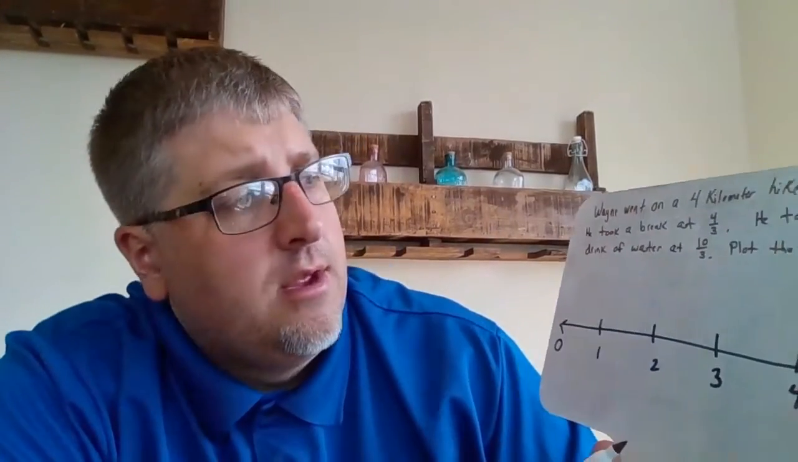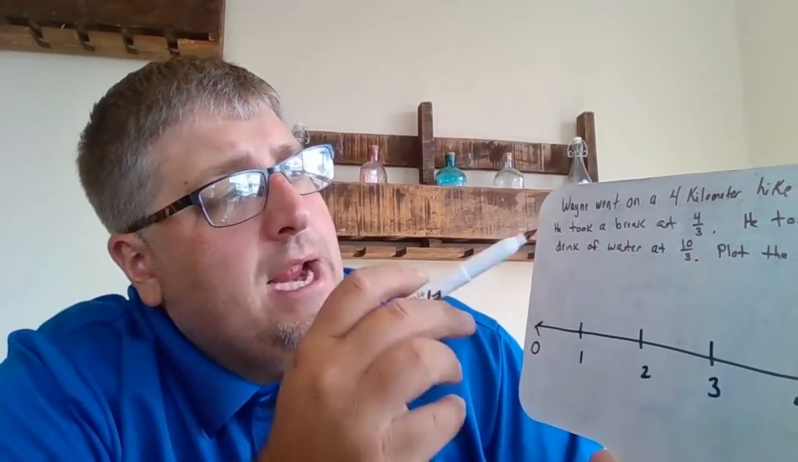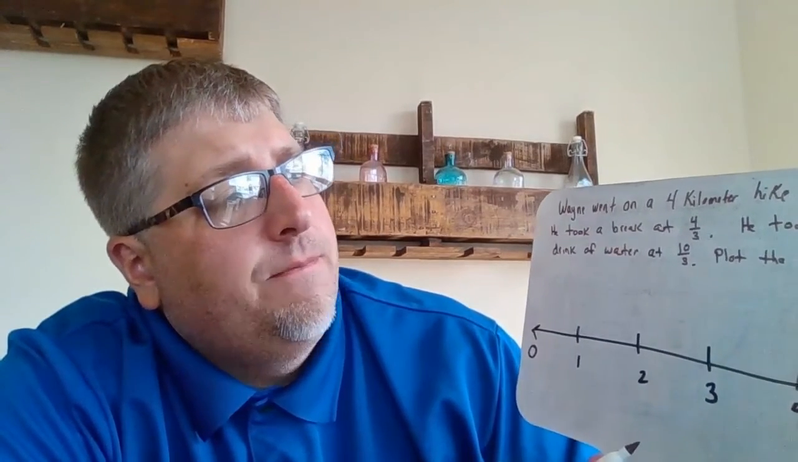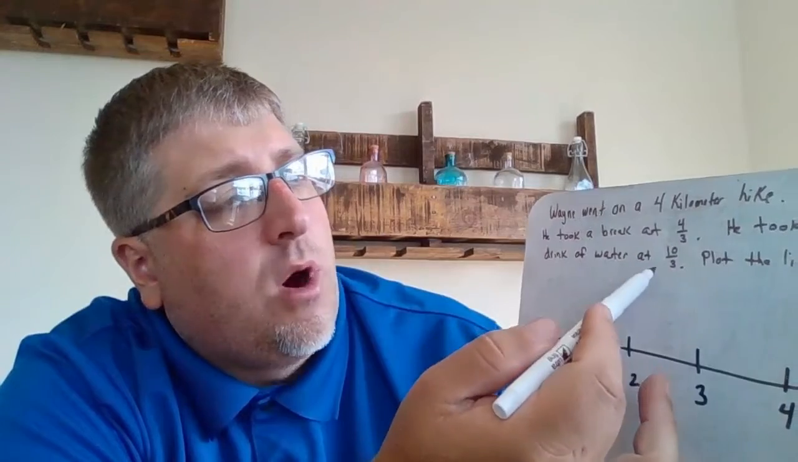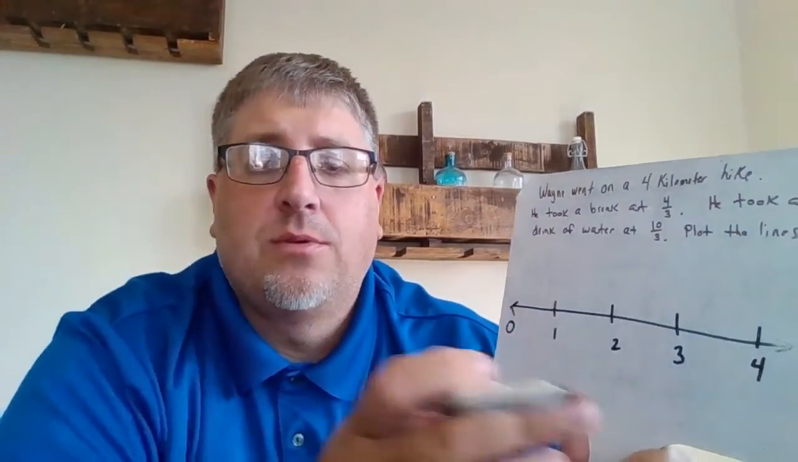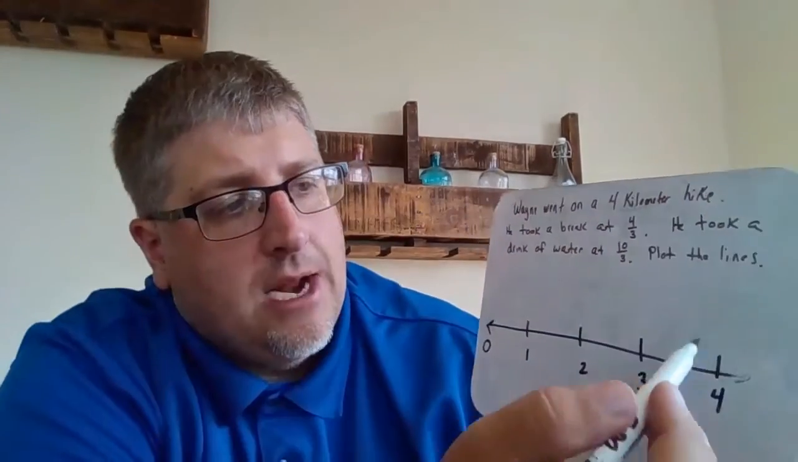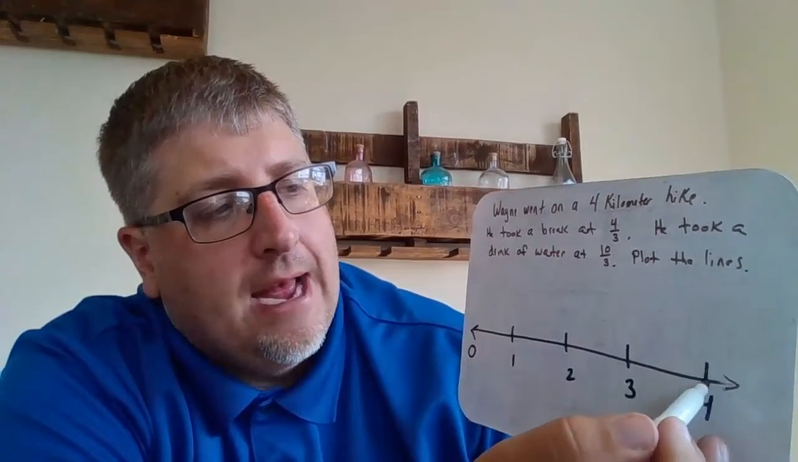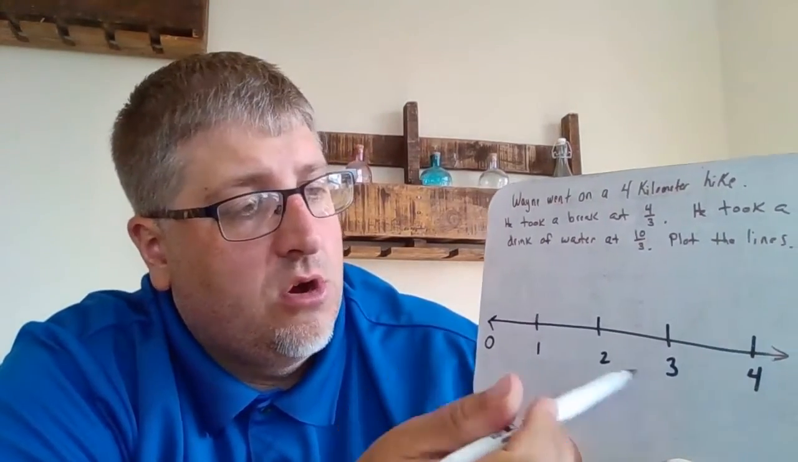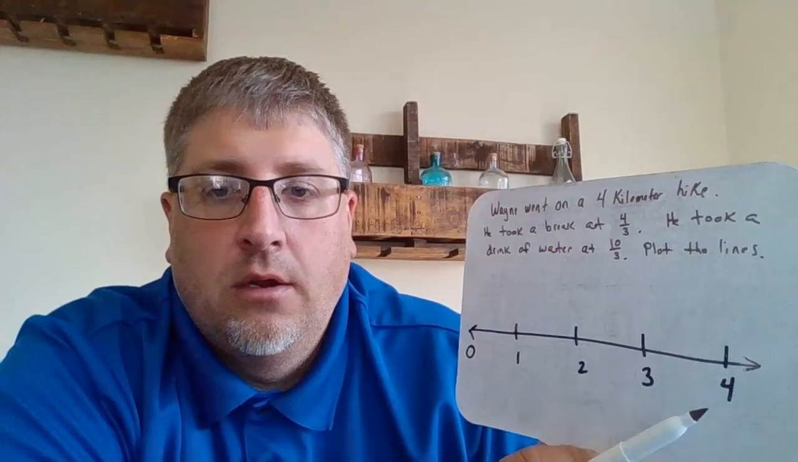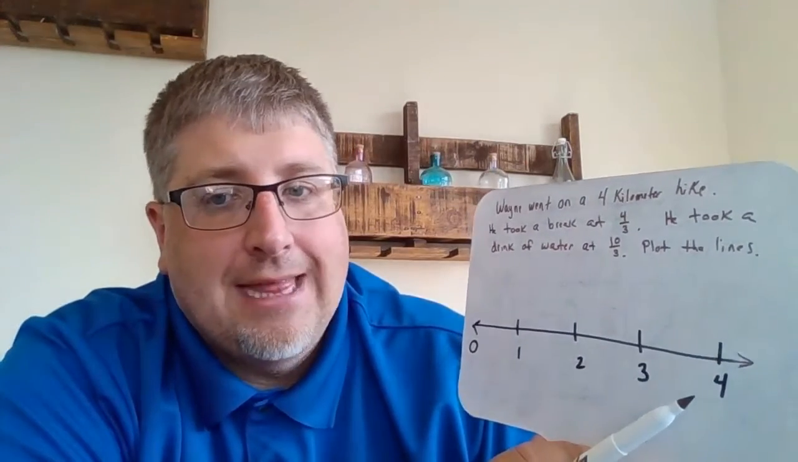And now I have a word problem for us to finish up with. All right, it says Wayne went on a 4-kilometer hike. He took a break at 4/3. He took a drink of water at 10/3. We want to plot those points. All right, so what I did was I know that Wayne went on a 4-kilometer hike, so there's 0 to 4 on our number line. Okay, and we're going to plot that now.